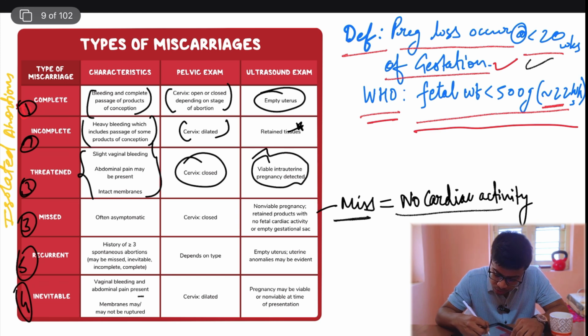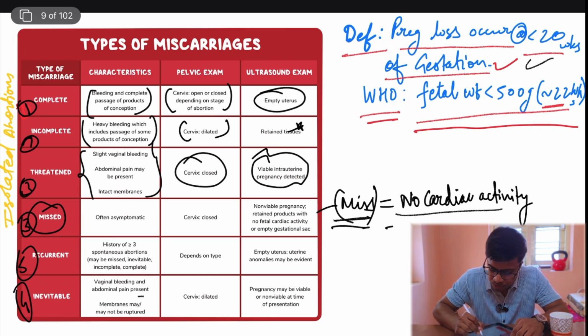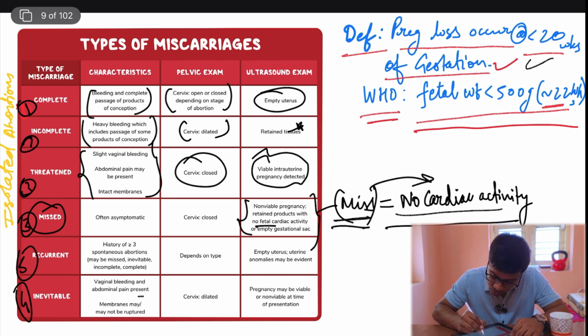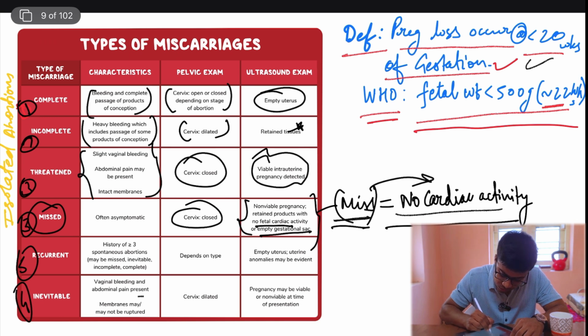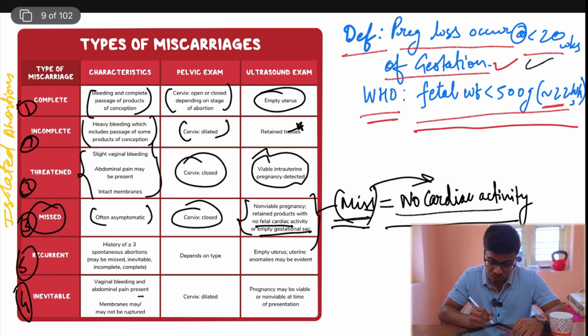Viable intrauterine pregnancy detected. So missed, in case of missed, there is a simple thing: missed means something is missing. So no cardiac activity, that is missing. Apart from that, it's a non-viable pregnancy, no fetal cardiac activity, empty gestation sac. Cervix will be closed in missed abortion, often asymptomatic. Recurrent, that is greater than 3.